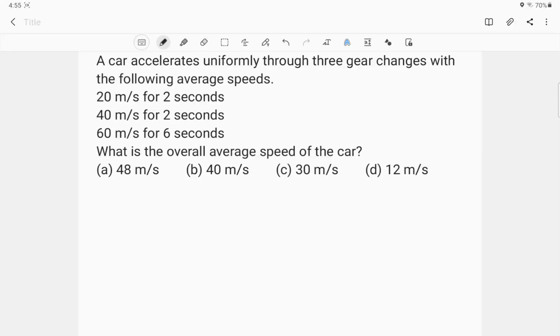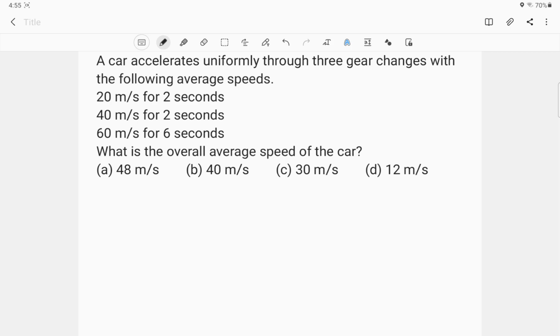Welcome. Here is another scenario for the average velocity. Sometimes the tester can ask you to determine the average velocity of an object, of a car, of a body in this way too. So have a read.